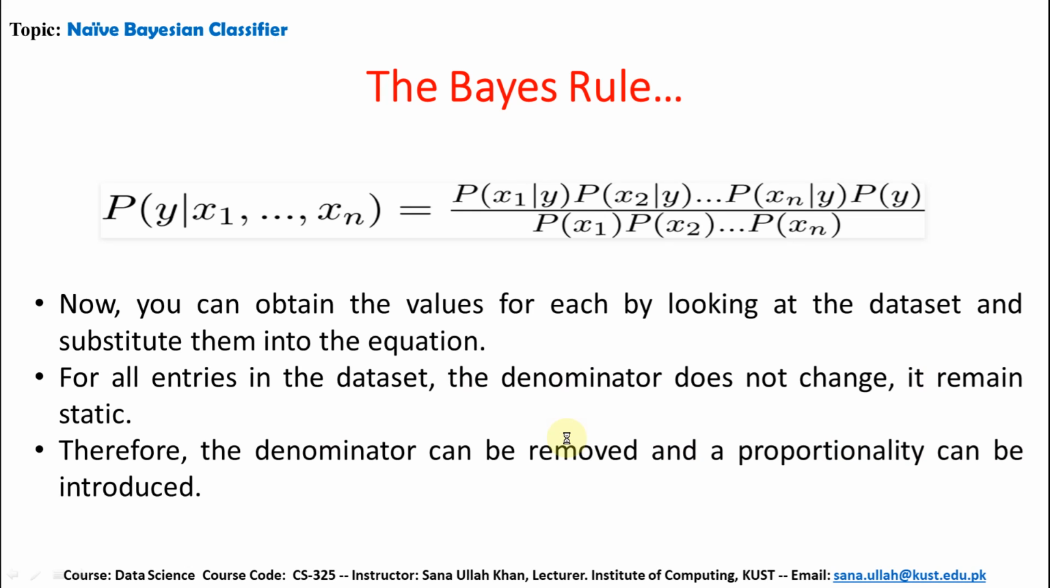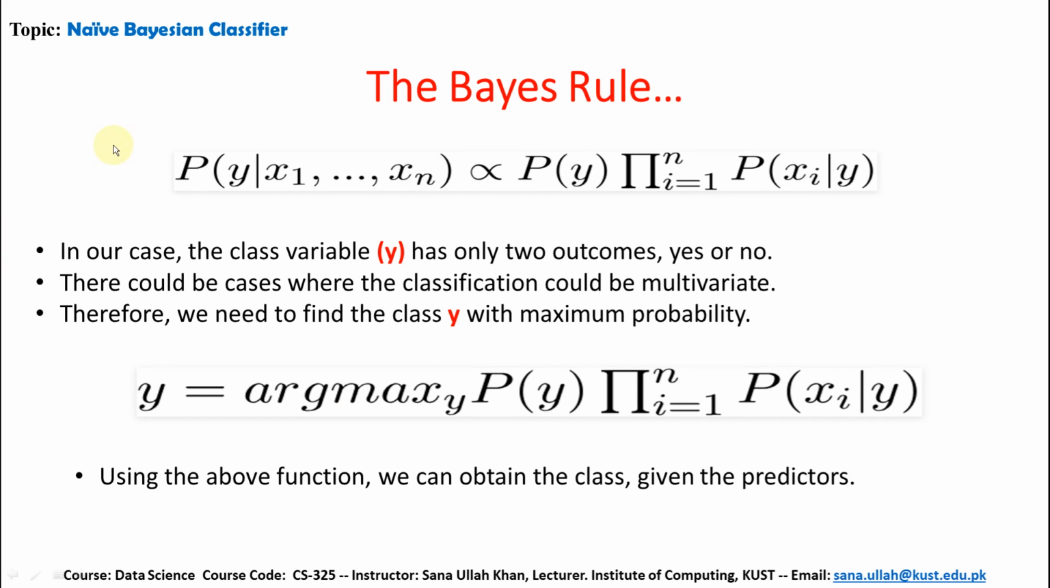Proportionality can be introduced. So the probability of Y given feature 1 up to feature n is proportional to the probability of Y multiplied by the product for i equal to 1 up to n of P of xi given Y. In our case, the class variable has only two outcomes, yes or no. There could be cases where the classification is multivariate, meaning more than two classes. Therefore, we need to find the class Y with maximum probability. So using the above function, we can obtain the class given the predictors.